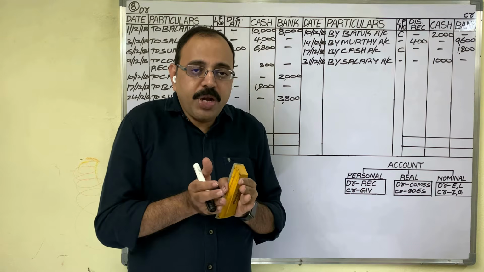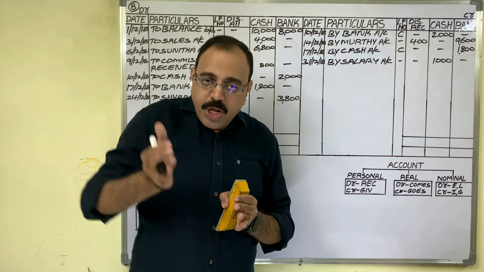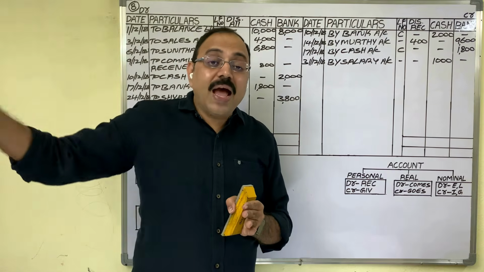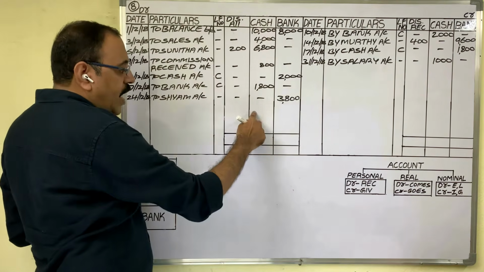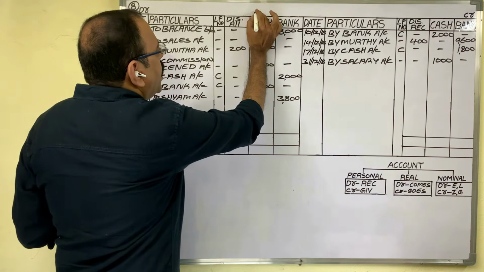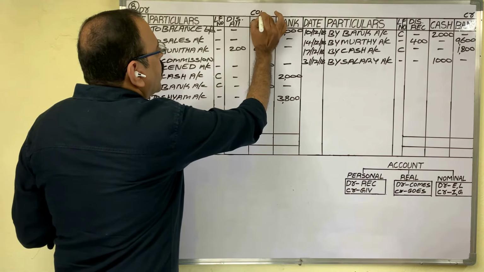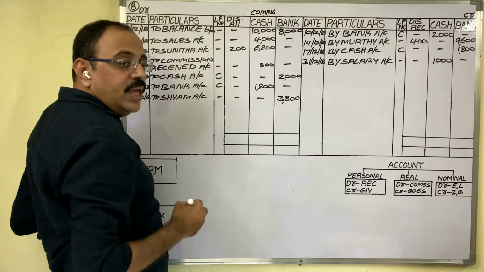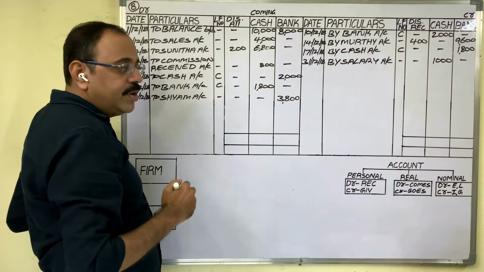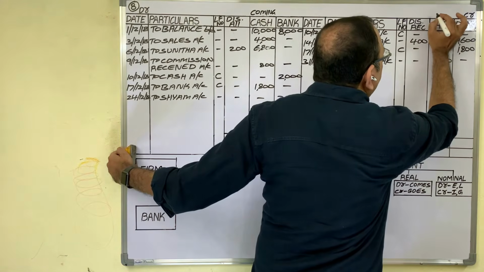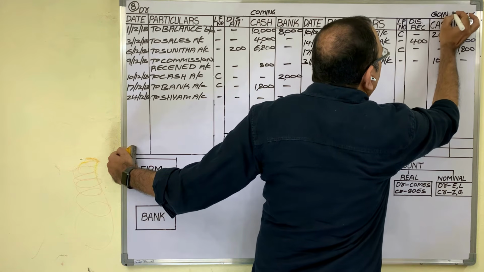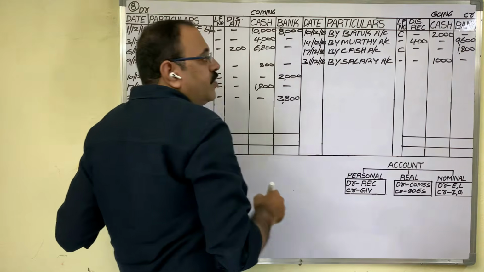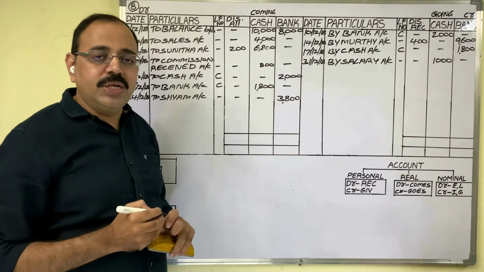Think from the firm's point of view. If cash is coming into the firm, we have to show that transaction on the debit side of cash column. If cash is going from the firm, we have to show that transaction on the credit side of cash column. For cash column, remember these 2 points.